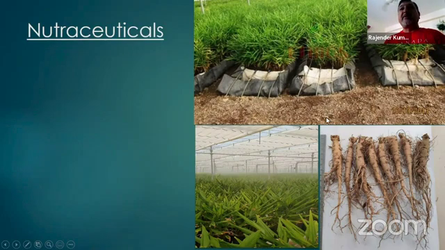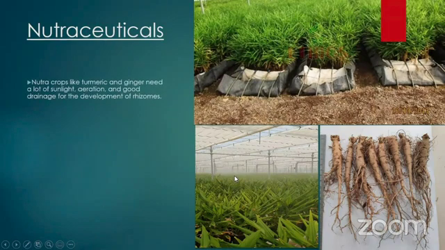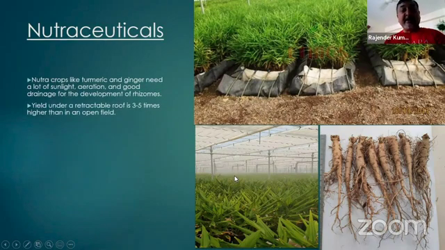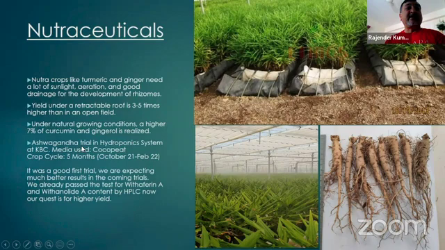So nutraceutical crops, as you know, have become very popular now after COVID. So we have a project now in India also coming up. Especially this project with Dabur, they did a trial of ashwagandha, and they found very good yield and higher content of ashwagandha. Here you can see the picture.